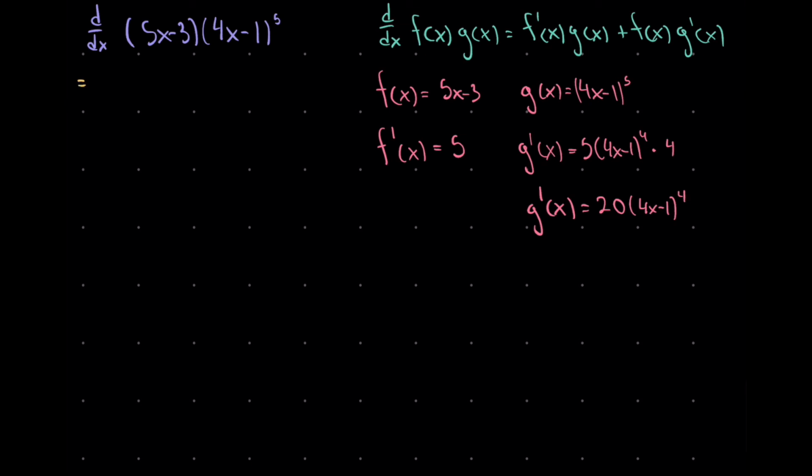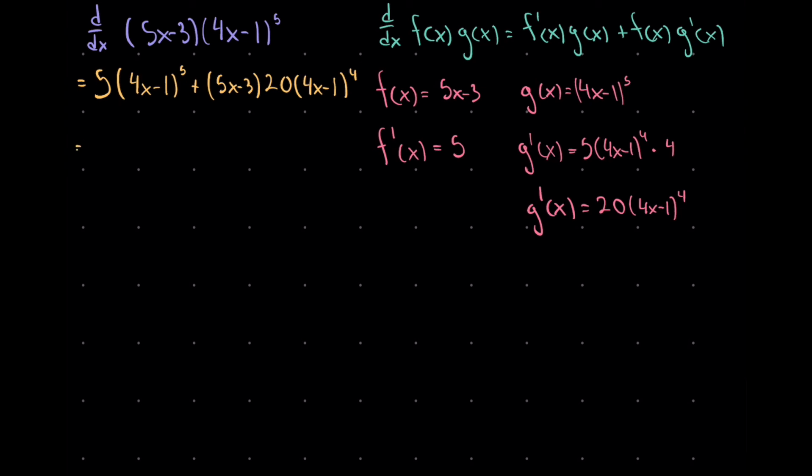So we have the derivative of this. First is the derivative of f, in our case 5x minus 3, so just 5, times the g function, g of x, so we have (4x minus 1) to the power of 5. And we add this with f of x, so in this case 5x minus 3, times the derivative of g of x, so 20 times (4x minus 1) to the power of 4.